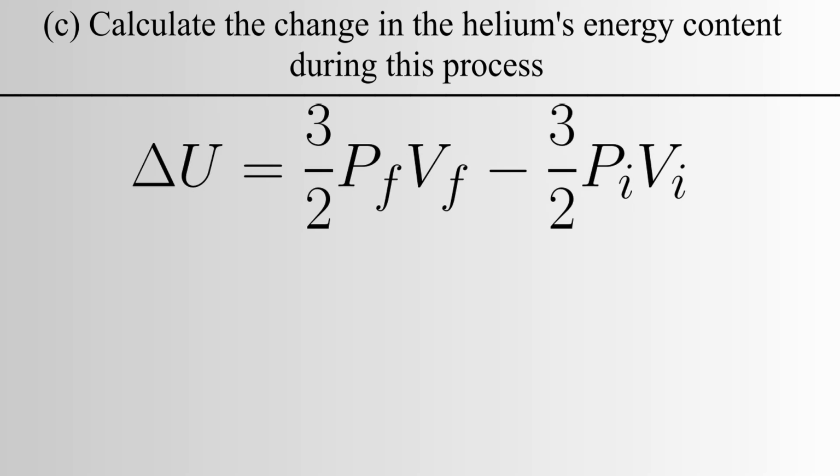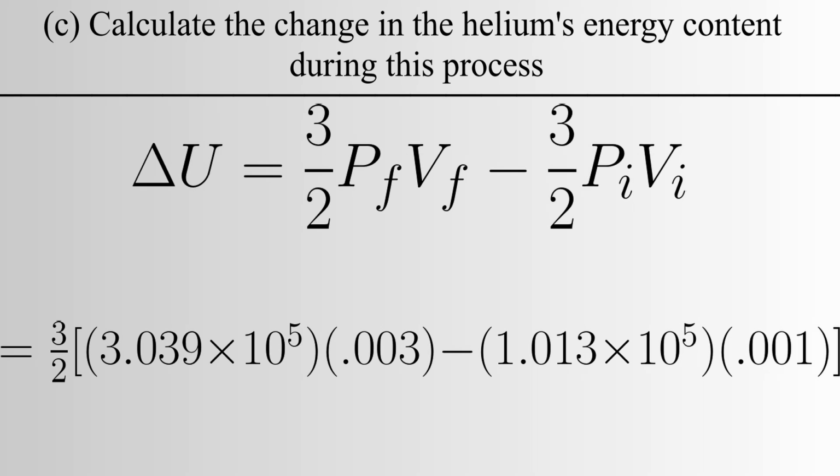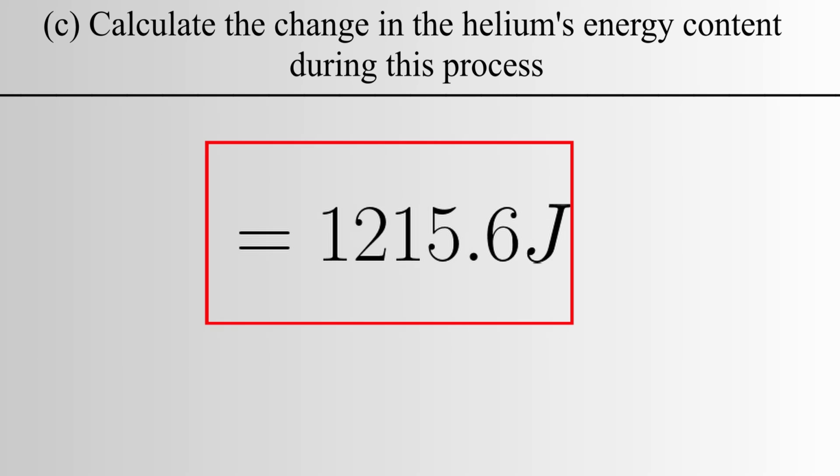And we solved for P final, V final, P initial, and V initial in part B. So plugging those in, we should get that the change in thermal energy is 1215.6 joules.